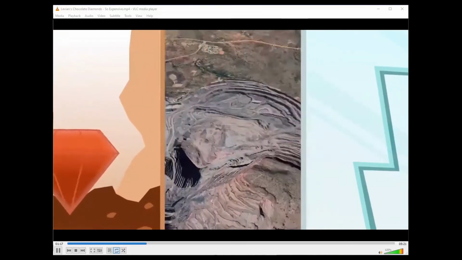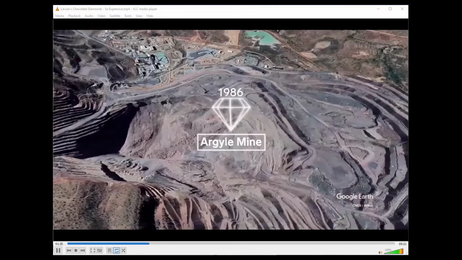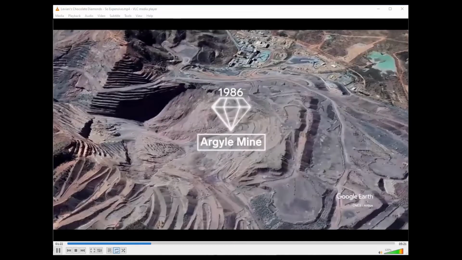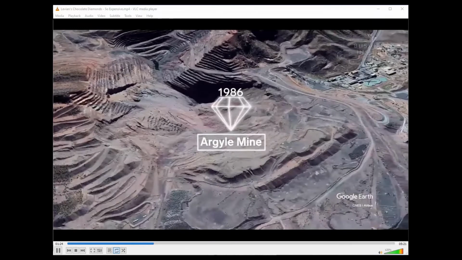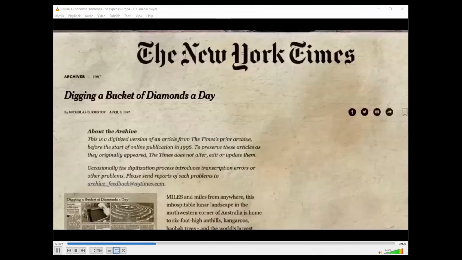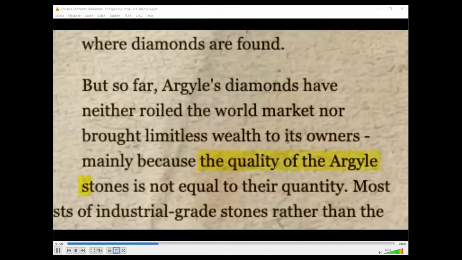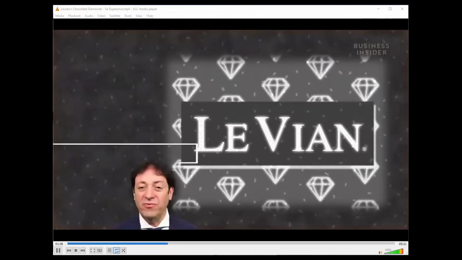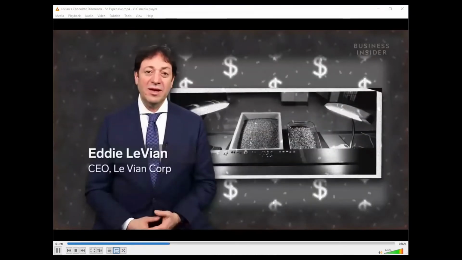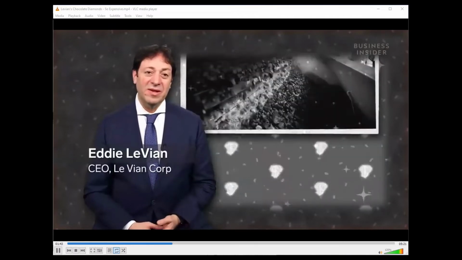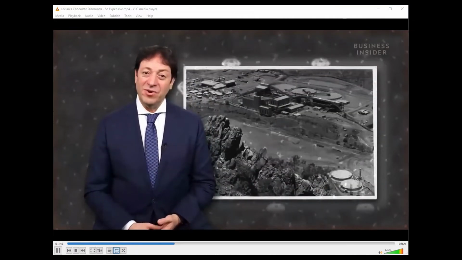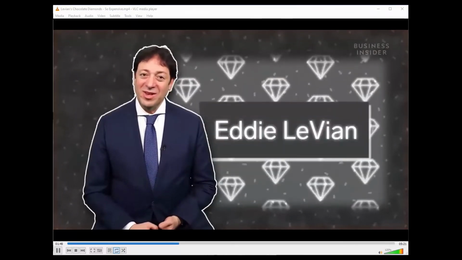But in 1986, Argyle Mine opened. Today, it produces more diamonds than any other mine in the world, most of them being brown diamonds. And while it's been said that the quality of Argyle stones is not equal to their quantity, companies have still managed to find a market. One company in particular being Leveons Corp. We found these beautiful, natural, fancy colored brown diamonds that were coming out of the Argyle mine of Australia that were quite underappreciated. That's Eddie Leveons.